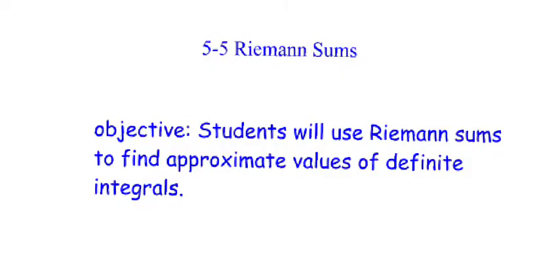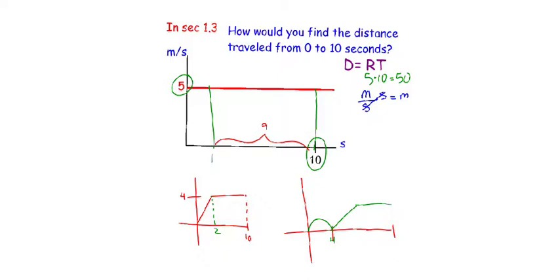Alrighty, for this one, students will use the Riemann sum to find approximate values of definite integrals. So over here, let's talk about what an integral really is. An integral will get you the area underneath the curve. So you're looking for all of these areas, and the integral will actually get you these areas. What we're going to do is find the areas using the fact that we understand how rectangles work.